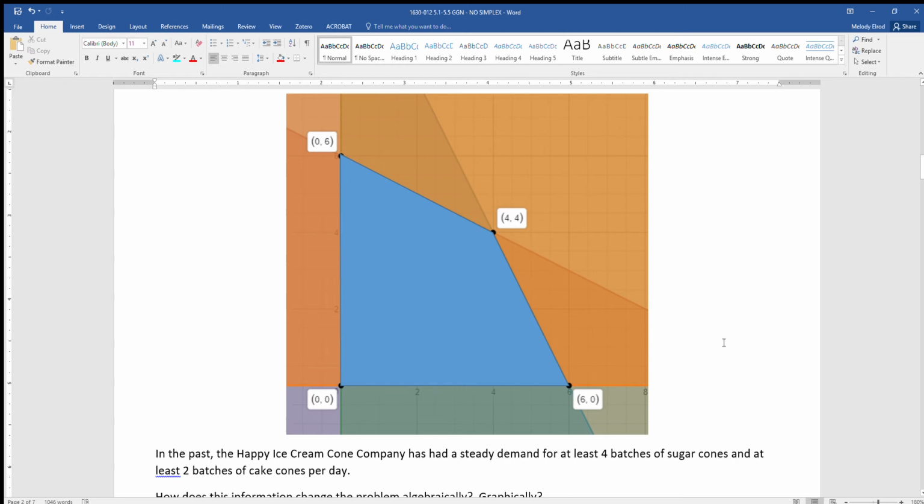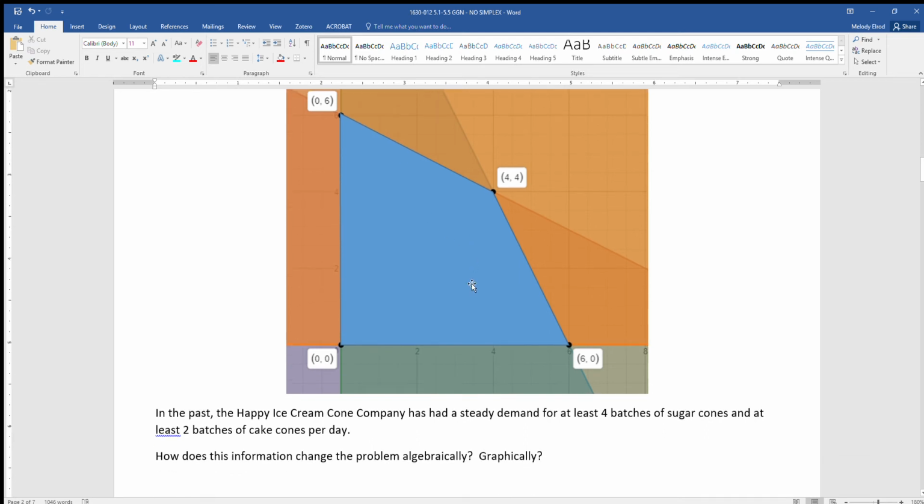So now we've contained it, right? We know that if I tried to make 7 batches of one and 2 batches of the other, that's going to fall out here outside that feasible region. So that's not going to work. But if I tried to do like 2 of one and 5 of the other, that's going to fall in here and that would work just fine. So now we know what it is.